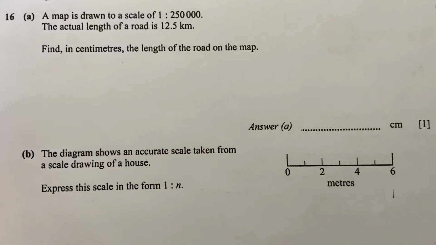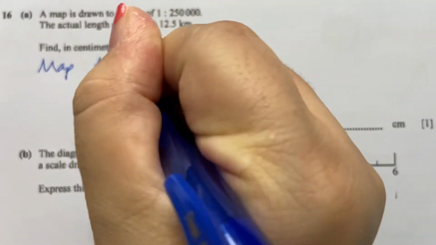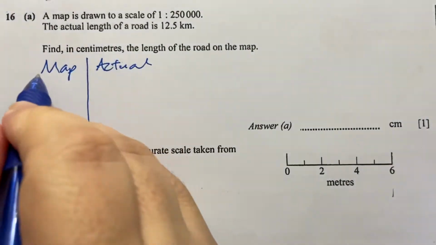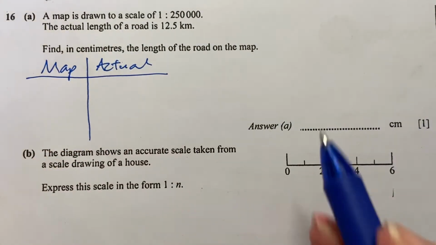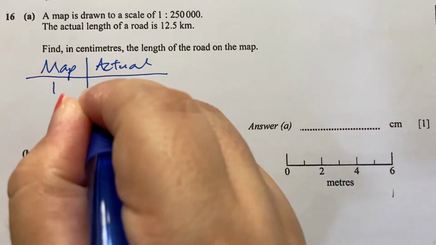16 is a map scale question. So for this question, I'd like to split my working space into map and actual. Now the scale is given to us as 1:250,000.